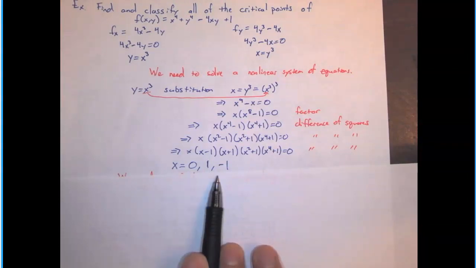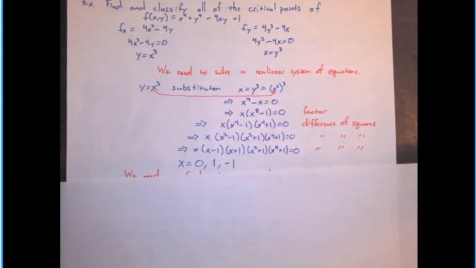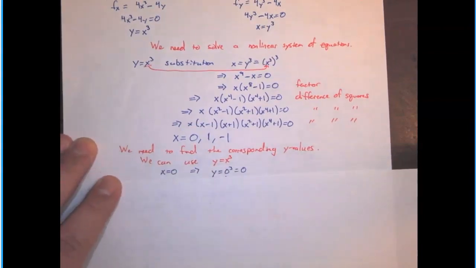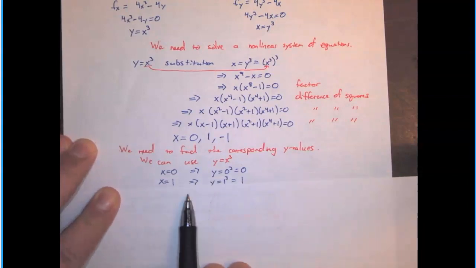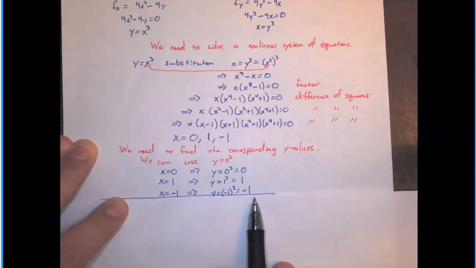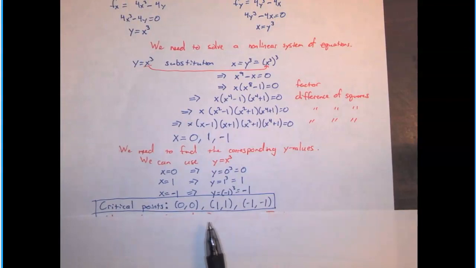To find the critical points, I need the y values. I can go back to this equation, plug in what I got for x, and see what y has to be. So if x equals 0, y equals 0 cubed, so y is also 0. If x equals 1, y is also 1. If x equals negative 1, y is also negative 1. So I have three critical points: (0, 0), (1, 1), (-1, -1).